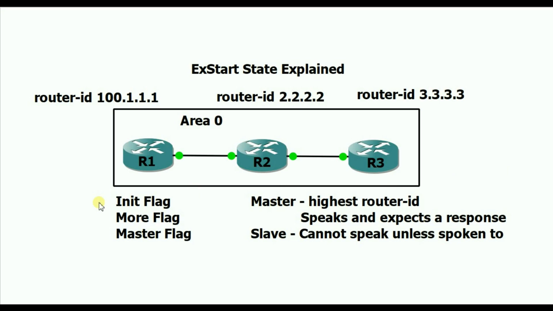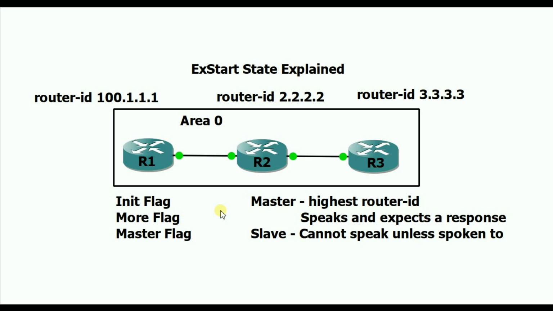And then the whole master slave logic, who is determined to be the master, who is going to be the slave. Well, basically, when two neighbors create a relationship, so I'm going to create a relationship between R1 and R2, the one with the highest router ID, according to OSPF, that will be the master. And what does that mean? That means that the master is the one who speaks and always expects a response. So when they exchange their database descriptor packets, the master is going to say, here you go, here's some DD packets, I need you to respond.